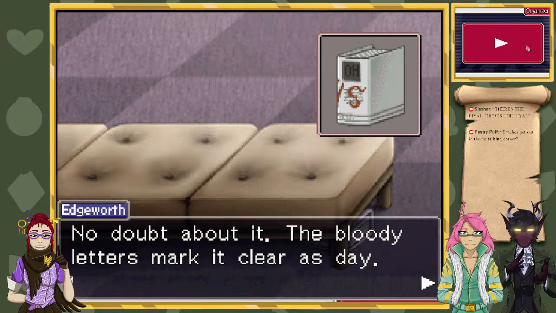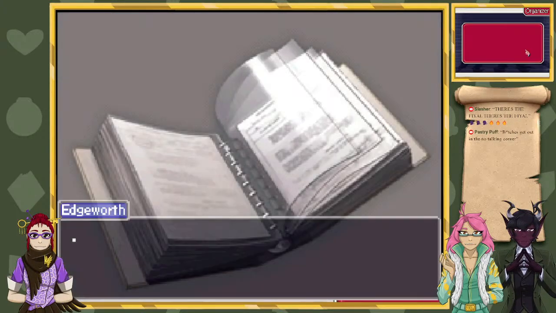Yeah, that's no doubt about it! There's no doubt about it, it's right, Edgeworth. The bloody letters mark it clear as day. That one was intentional, guys.